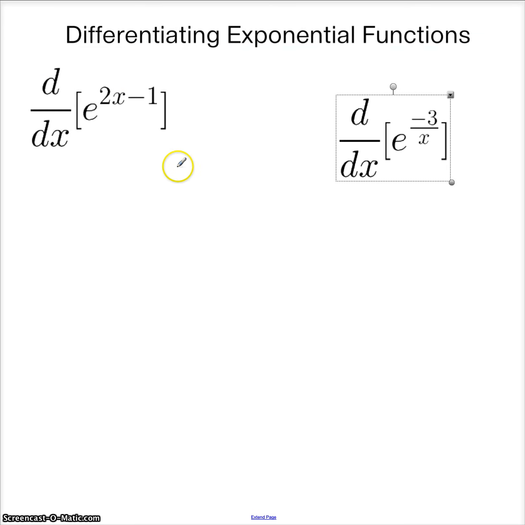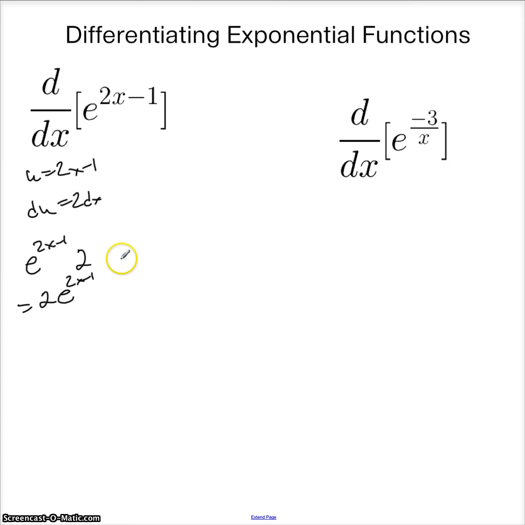All right, let's try these. The derivative with respect to x of e to the 2x minus 1. Let me let u equal 2x minus 1. du is 2 dx, which is just 1. So this derivative is e to the 2x minus 1 times 2. I'm going to write this as 2e to the 2x minus 1.